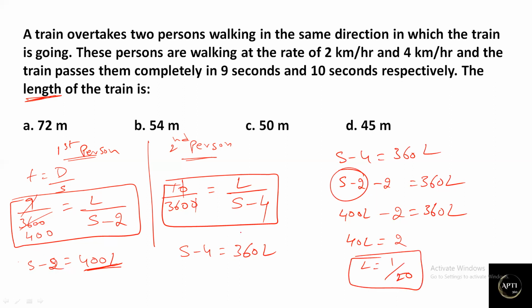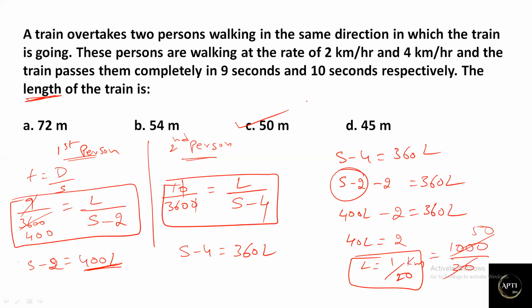If you observe, all the values we have considered in hours, speed also in kilometers per hour, so for sure the length we are getting is in kilometers, 1 by 20 kilometers. The options are given in meters, right? How can we convert kilometers to meters? Multiply with 1000. What is 1 by 20 into 1000? Which is equal to 50. So option C is correct.